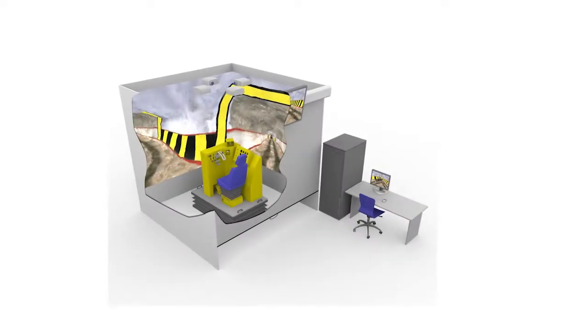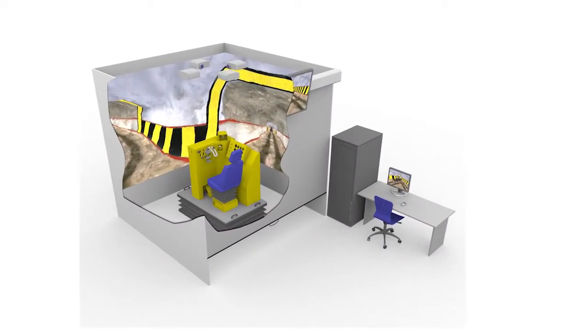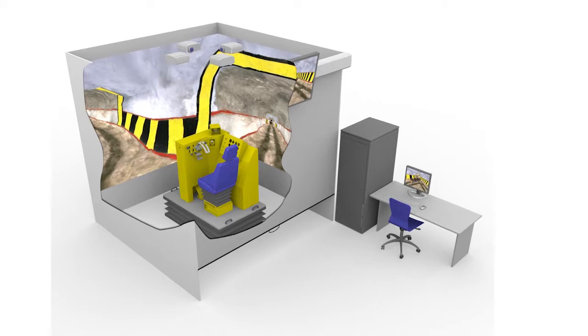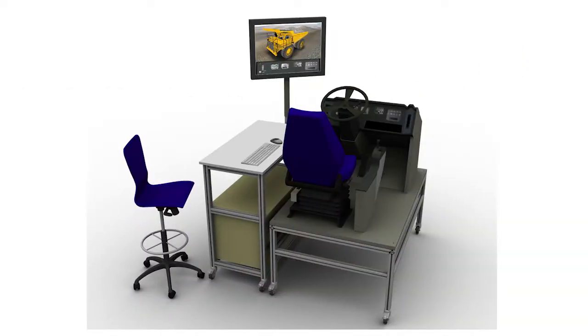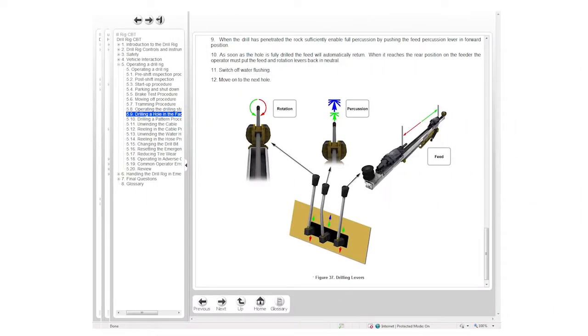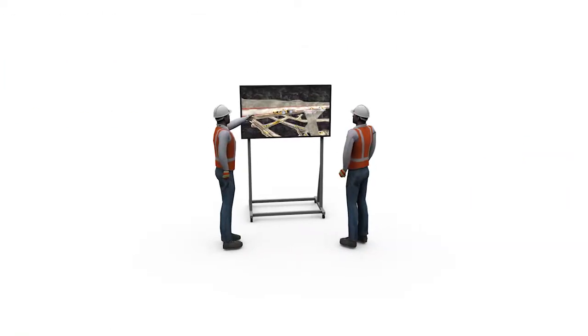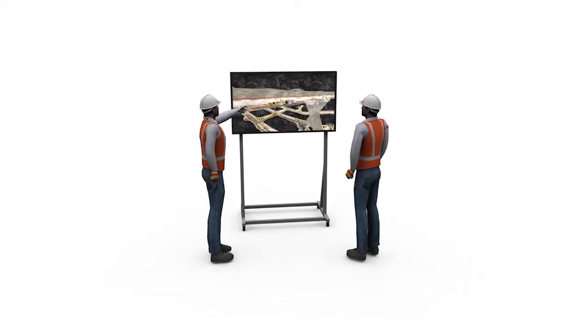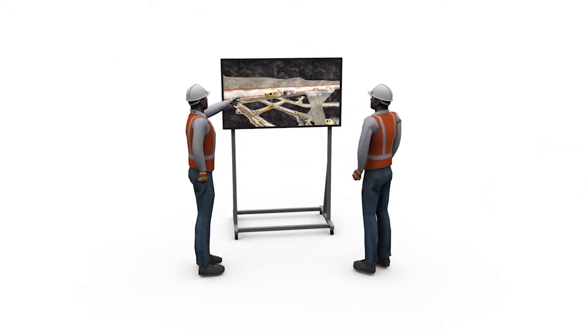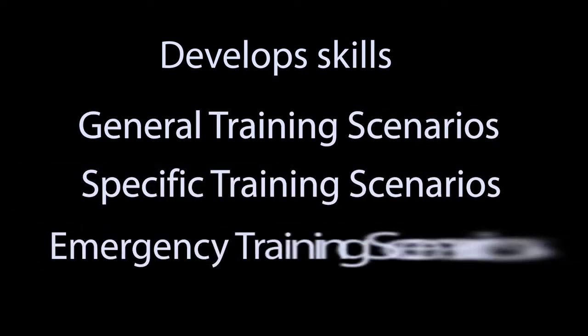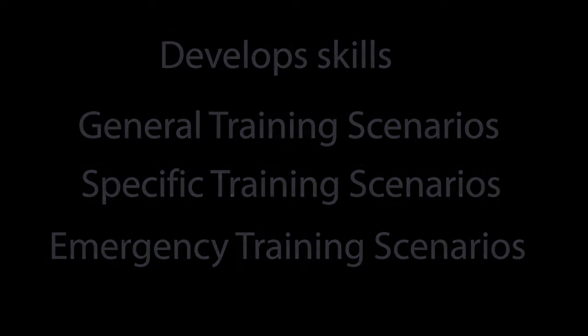The 5DT training solution consists of the following elements: training simulators, pre-simulators, computer-based training systems, and visualizers. The objective of the training simulator is to develop the skills of an operator. Skills are developed progressively by subjecting the trainee to general, specific, and emergency training scenarios.